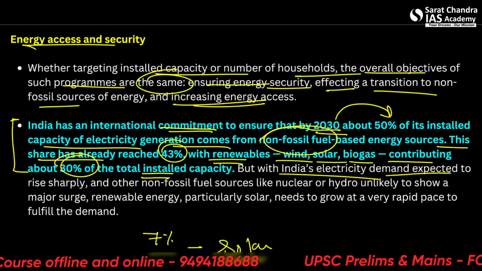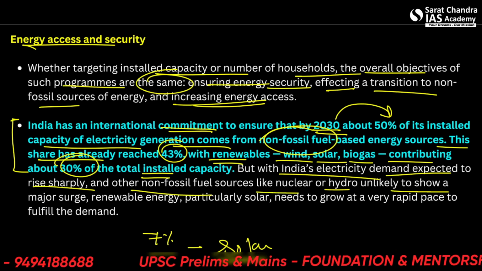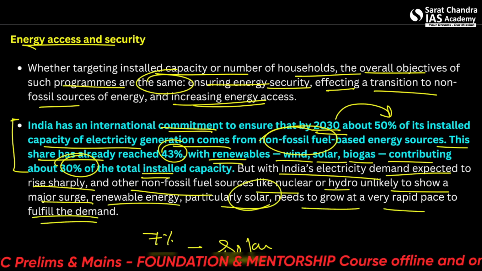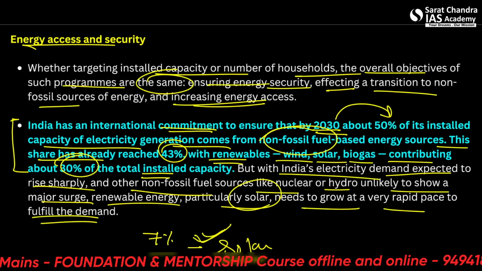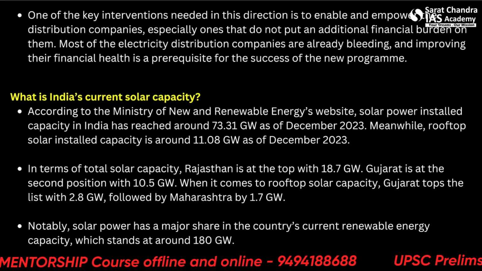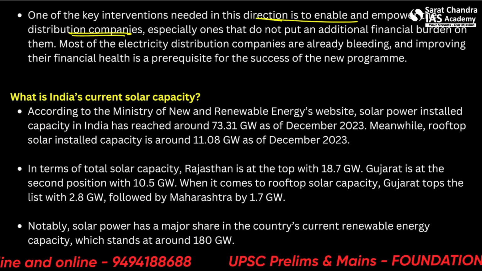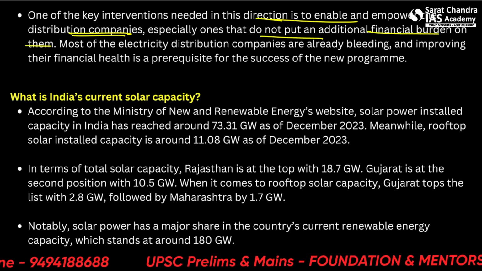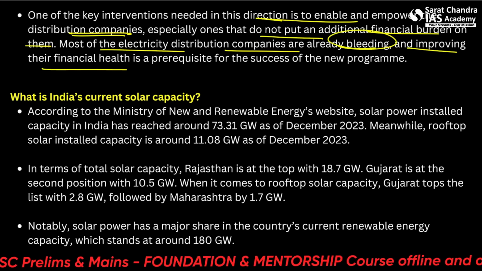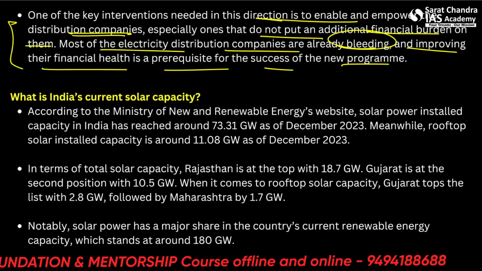But with India's electricity demand expected to rise sharply, and other non-fossil fuel sources like nuclear or hydro unlikely to show a major surge, renewable energy, particularly solar, needs to grow at a very rapid pace to fulfill the demand. So we need to bridge the gap by increasing solar. One of the key interventions needed in this direction is to enable and empower the distribution companies, especially through measures that do not put an additional financial burden on them. Most electricity distribution companies are already bleeding, and improving their financial health is a prerequisite for the success of the new program. Please remember such points for the interview.